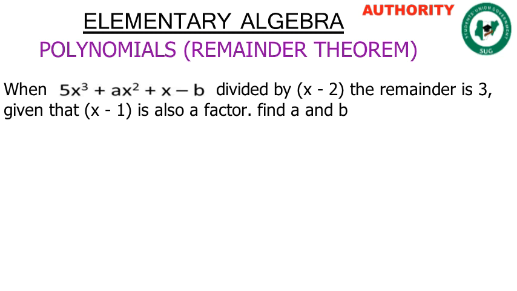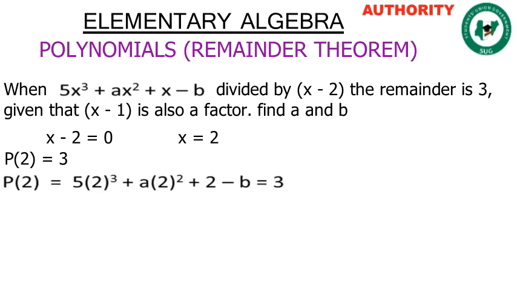Now let's pick the first factor, x minus 2. Let's equate it to 0. I want to have x minus 2 is equal to 0. Make x the subject. x is equal to 2. Now we're going to have p of 2 is equal to 3. So in our function, wherever we see x, we're going to replace it with 2. So we're going to have p of 2 is equal to 5, open bracket 2 raised to the power 3, plus a, open bracket 2 raised to the power 2, plus 2 minus b is equal to 3.